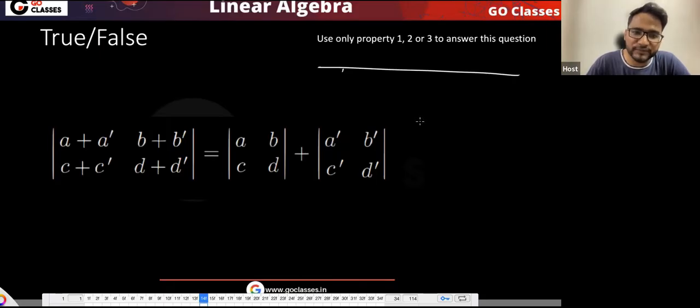So obviously this is false. The reason is that you are not applying the linearity correctly. This is the correct way of putting this in words. You are applying the linearity on more than one row, which is not correct, right?